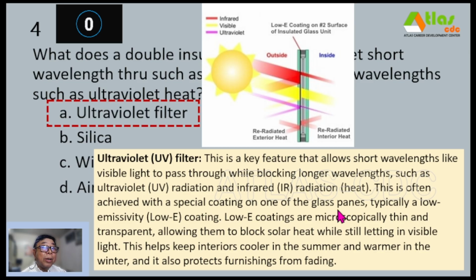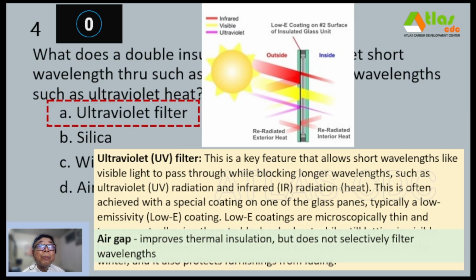On one of the glass panes, typically a low emissivity or low E coating. Low E coatings are microscopically thin and transparent, allowing them to block solar heat while still letting in visible light. This helps keep interiors cooler in the summer and warmer in the winter, and it also protects furnishings from fading. Air gap only improves thermal insulation but does not selectively filter wavelengths.